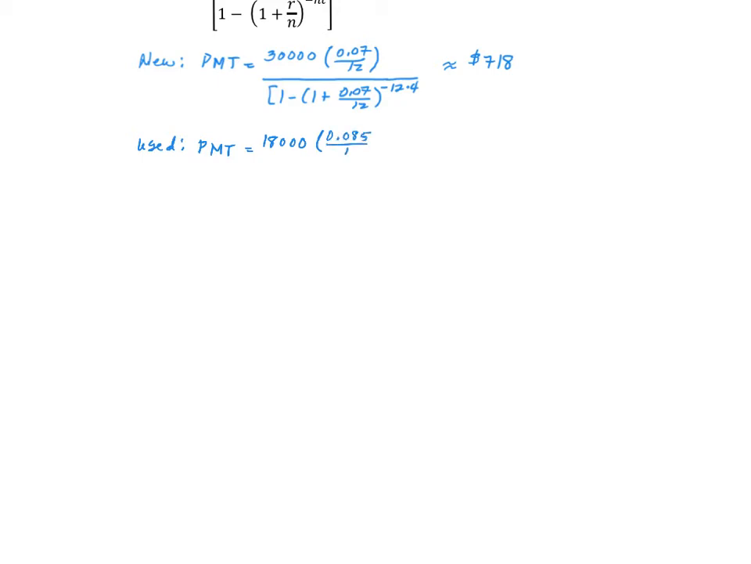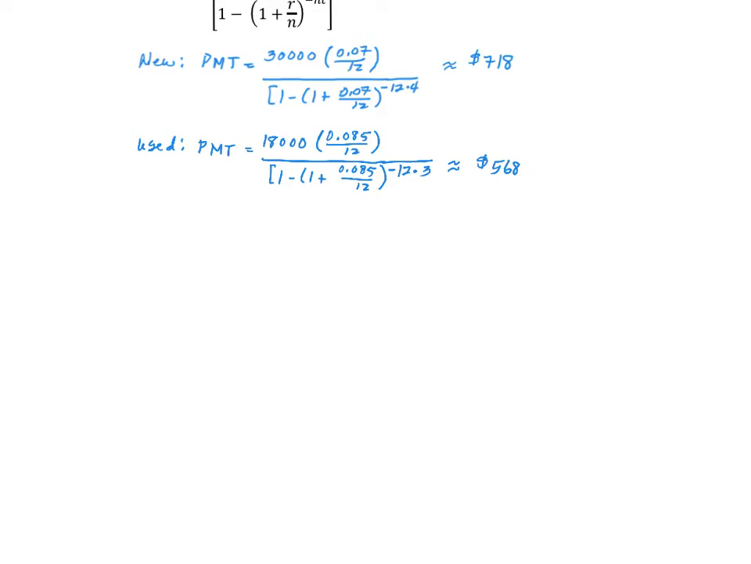Monthly payment, so N is 12. And then we divide by 1 minus parentheses 1 plus the interest rate, 0.085 over 12, raised to the negative 12 times, this is a 3-year loan, so 3. And then I have $568 if I round to the nearest whole number.